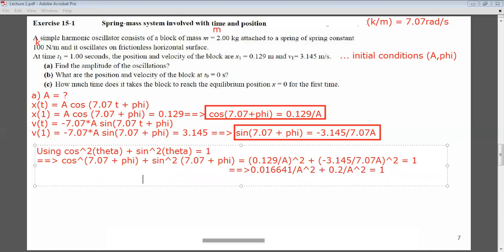Cross multiply, I take a squared to the other side. So I have 0.016641 plus 0.22. So this is 0.215. I get a squared is equal to 0.215, or a, I just take the radical, square root, 0.46.